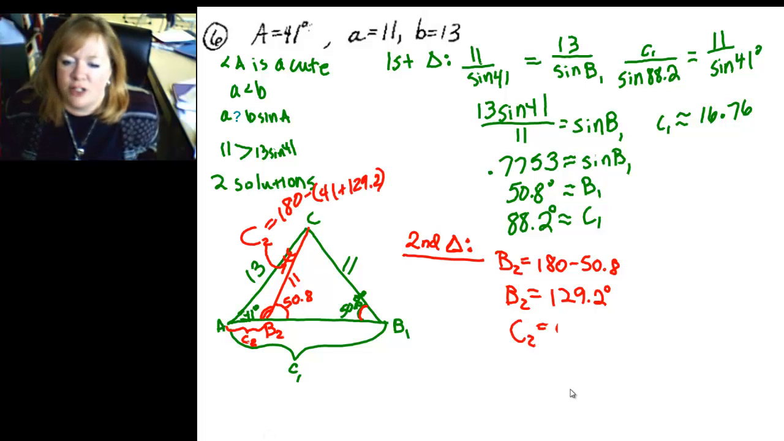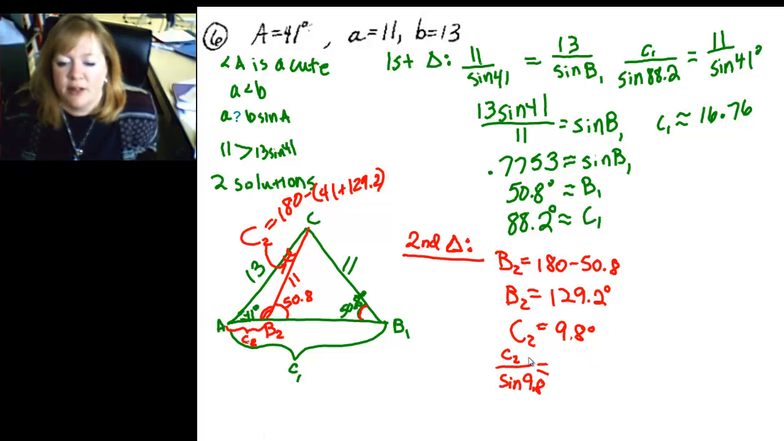I'll find C2 by subtracting 180 minus (41 plus 129.2). So I get my second possibility for C to be 9.8. C sub 2 over sine of 9.8 equals 11 over sine of 41. Cross multiply, divide by the third. So our possibility for C2 is 2.85.